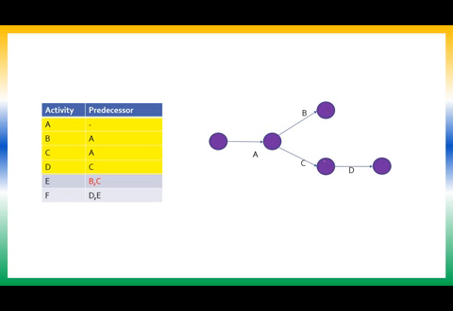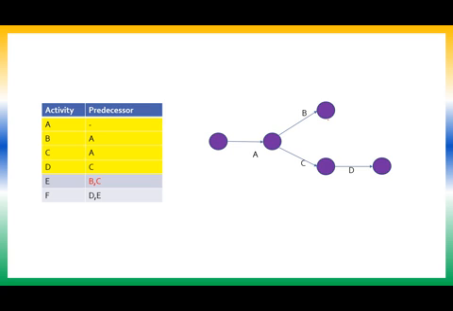So B and C should be merged. If they get merged, what happens? It gives rise to parallel activities, and I am not supposed to have parallel activities. Parallel activities are not permitted in a network diagram. So what should I do? It is very much necessary now that I have a dummy activity.